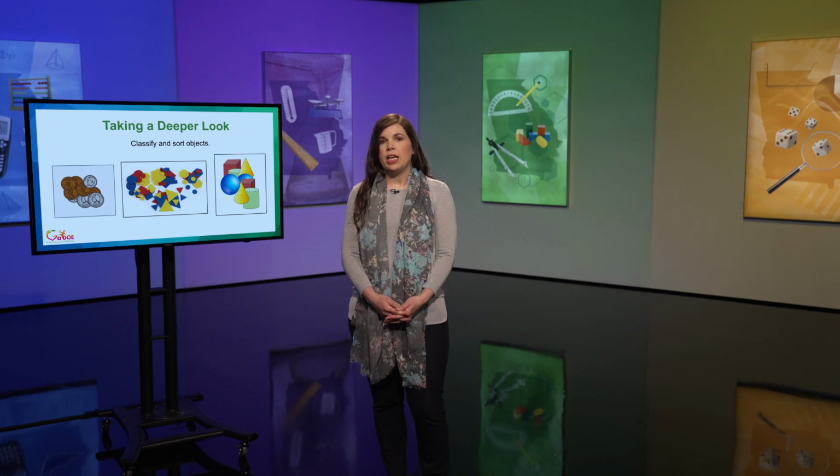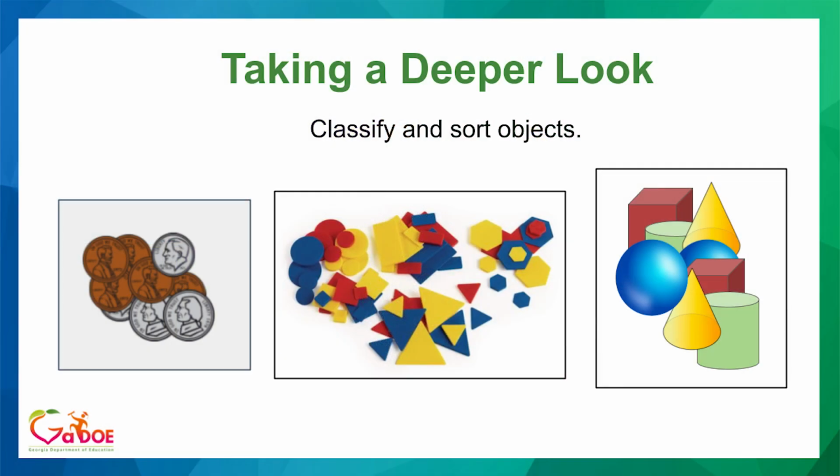This standard can be integrated with other standards by sorting things like coins, which can be sorted by color or coin type. Students could also sort coins based on their value. Students can also sort 2D and 3D shapes in several different ways by using the different attributes of the shapes.